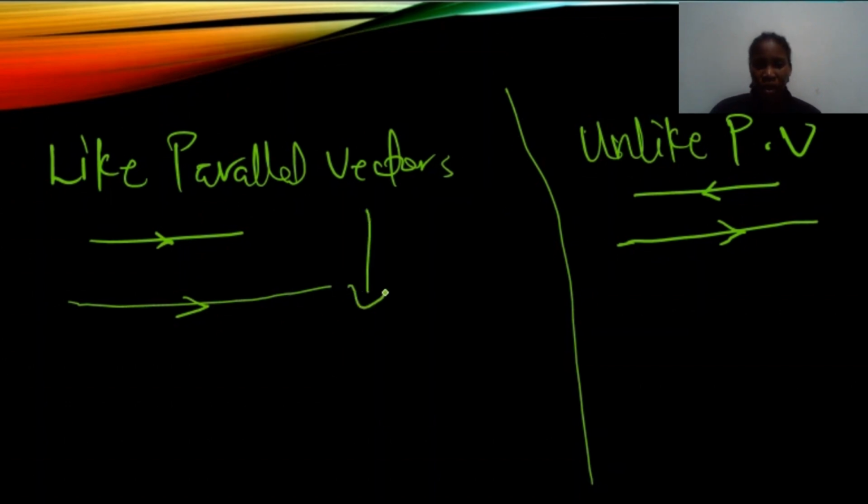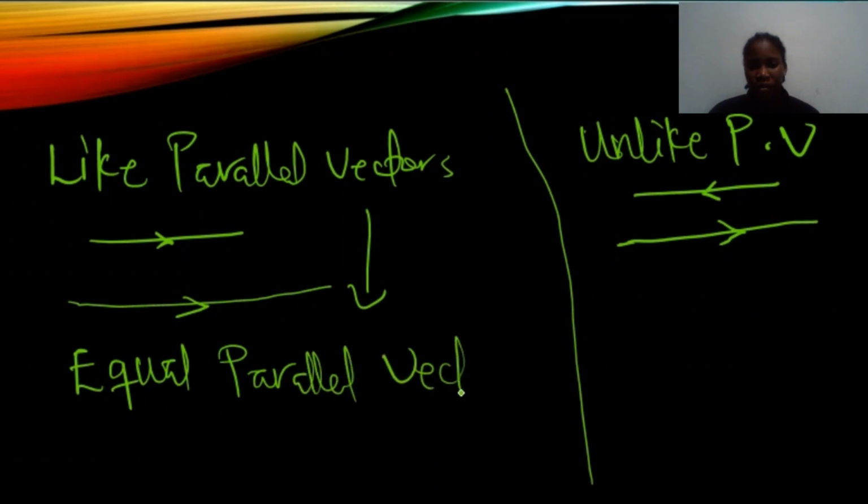So from here, I'm drawing an arrow to what you get. We have the equal parallel vectors. These vectors have the same magnitude and direction. You see it's a type of like parallel vectors, and in this case they have the same direction and the same magnitude.